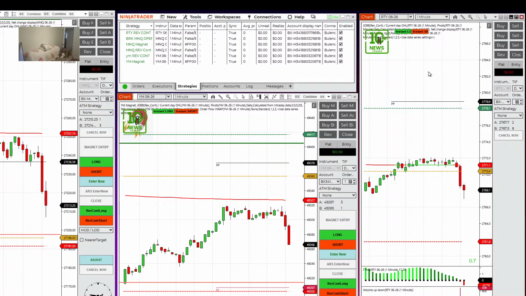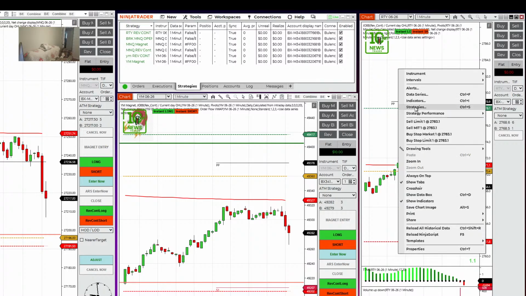But this is not the right time to trade a news spike. Better to wait, let the market calm down, and trade the open normally. That's how I would approach it. So we set up our reverse continue, and now we have a range. The range trade on RTY is our main trade.